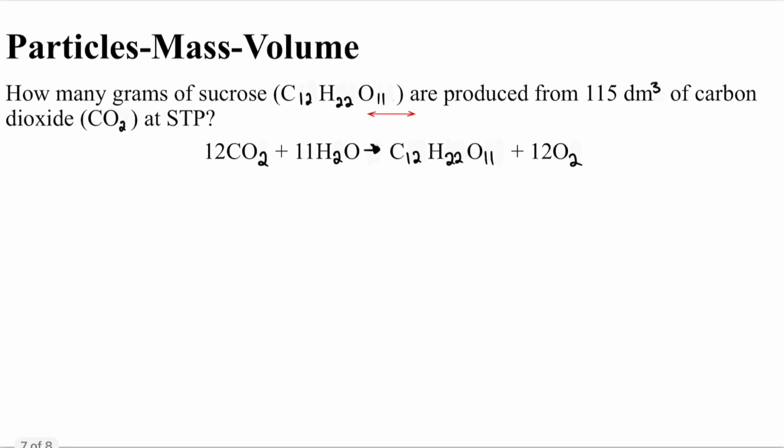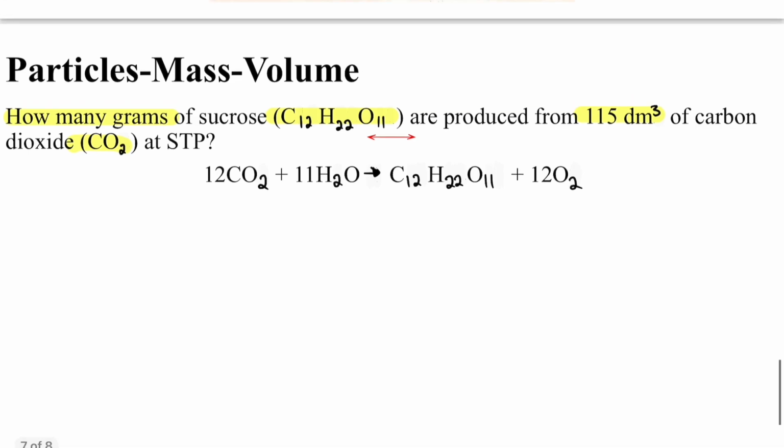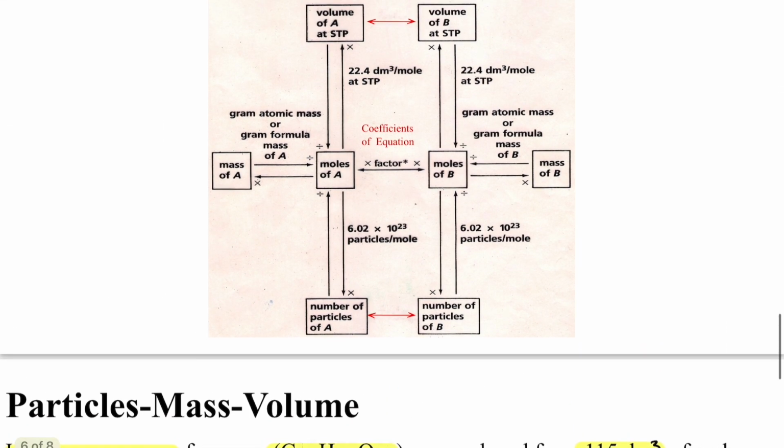Lastly, let's look at one where it's not just straight mass to mass, but instead we're going mass to volume in this case. So for this question, it says how many grams of sucrose are produced from 115 cubic decimeters of carbon dioxide. So with our mole diagram in this case, we are going from volume of carbon dioxide to moles, using our mole ratio to convert from moles of carbon dioxide to moles of sucrose, and then converting to mass of sucrose.